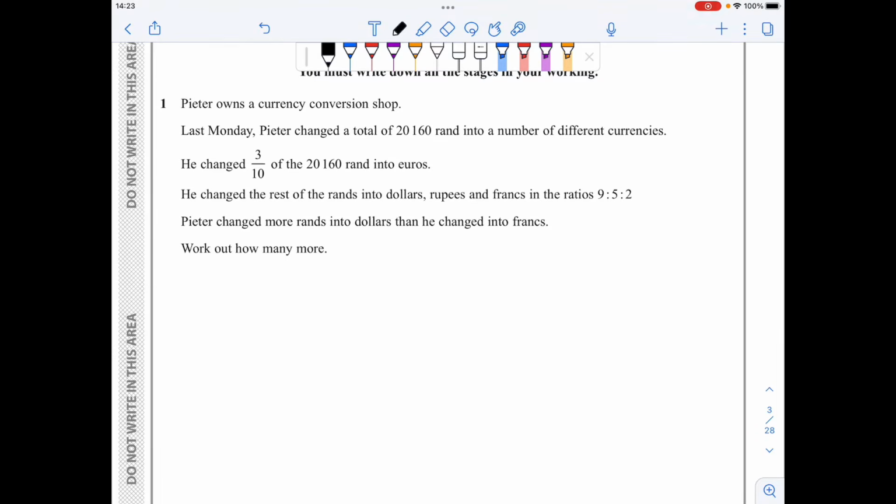In question 1, I'm given that 3/10 of the total amount are changed into euros. So I'll start by finding 7/10 of 20,160, which is 14,112, and this is changed into 3 different currencies.